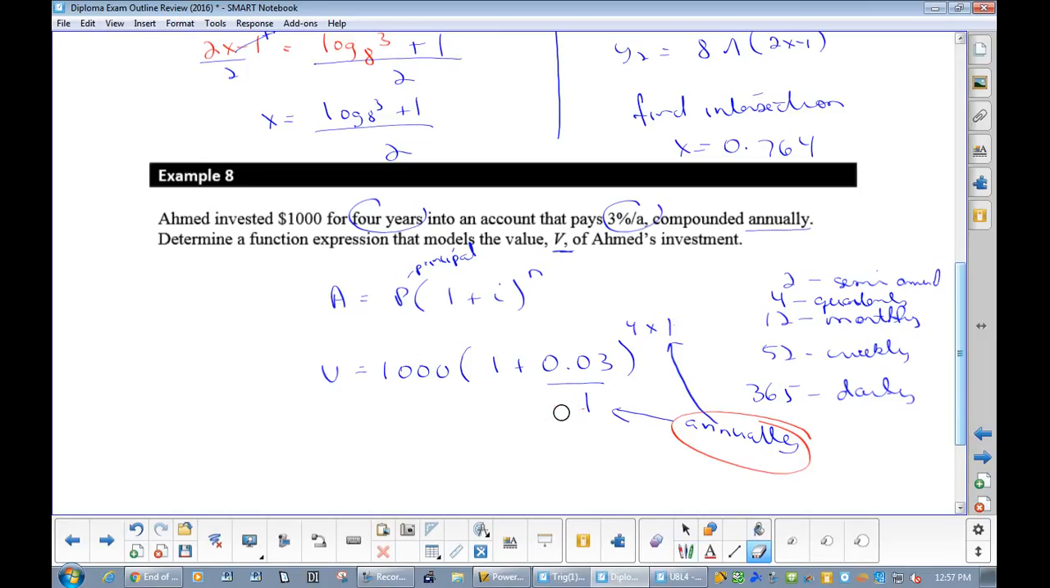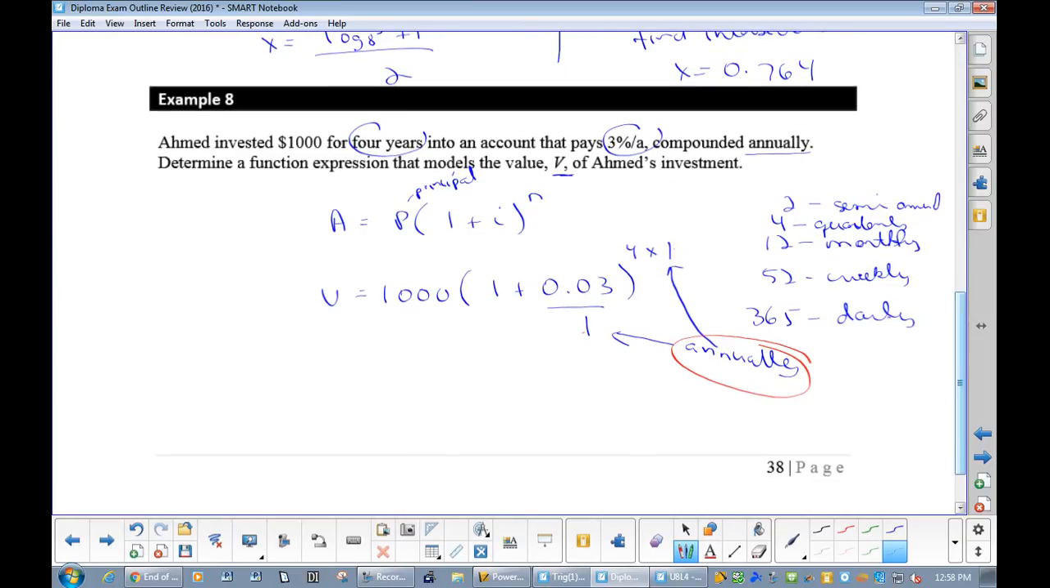So be prepared for one of those in the diploma. Most likely they won't ask for the answer. They just want to see which one would be the appropriate setup. But you know how to put that into your calculator anyway. You get 1125.50.